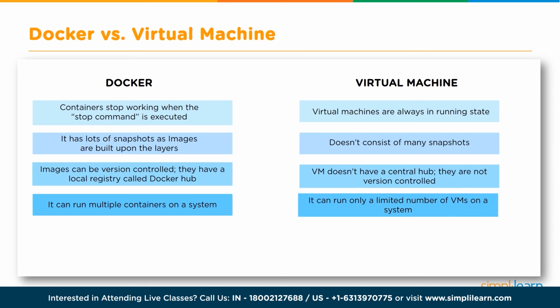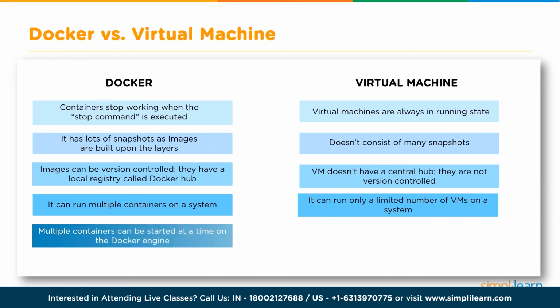A machine can run only a limited number of virtual machines on a system. Since each virtual machine requires a certain amount of CPU, RAM, memory, and other resources, your physical systems will have less space. Multiple containers can be started at a time on the Docker engine. The isolation environment allows a user to run and deploy several containers simultaneously on a given host.